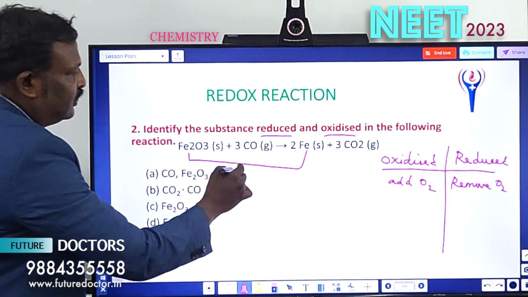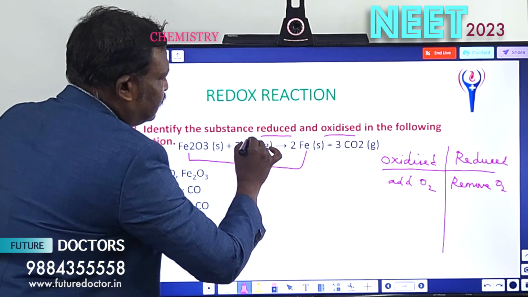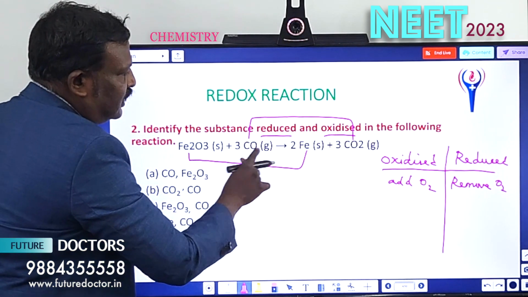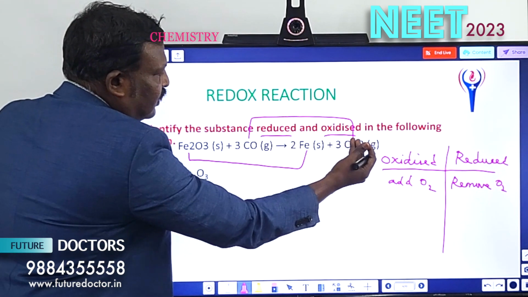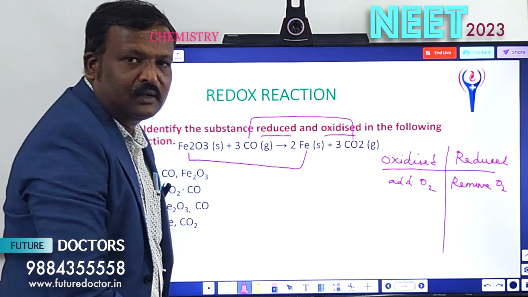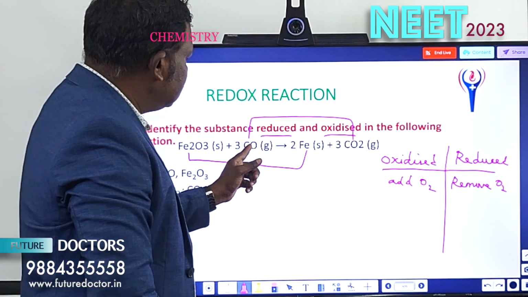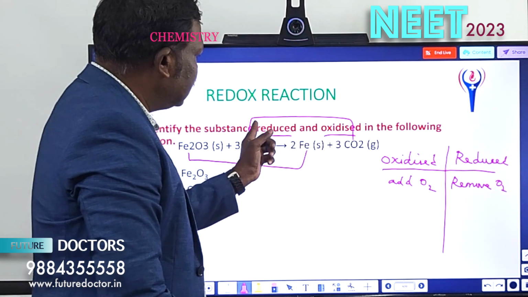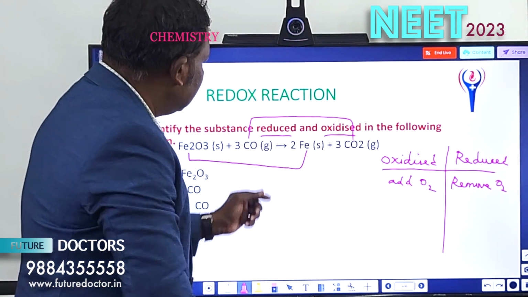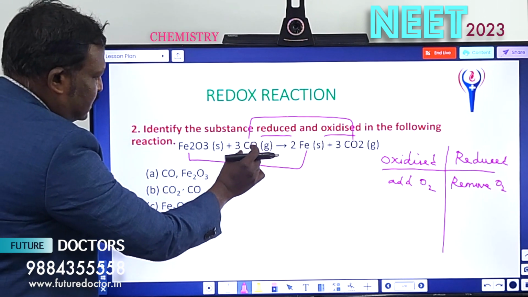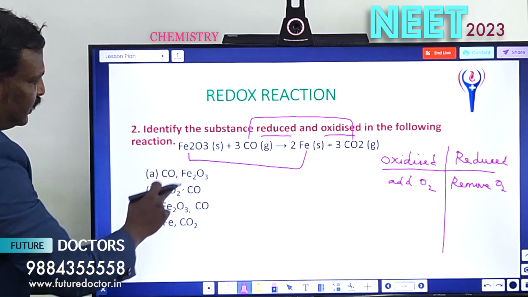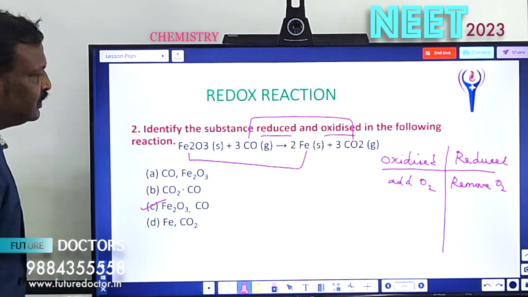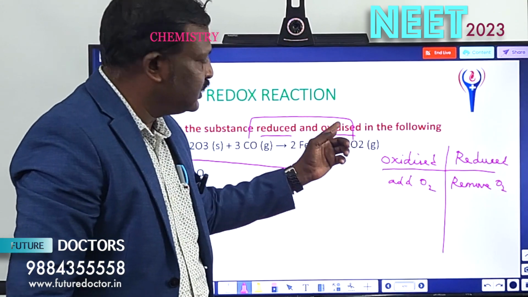Understood? Then you just compare carbon and carbon. These two compounds you just compare. In this carbon monoxide, oxygen is added, then it becomes CO2. CO becomes CO2. Oxygen is added. Understood? Then this compound is oxidized. Understood? The answer is Fe2O3 is reduced, CO is oxidized. Understood? You just remember this one. If you know this, you can easily answer.